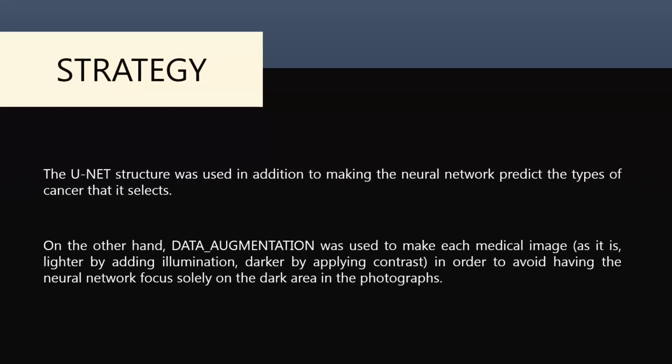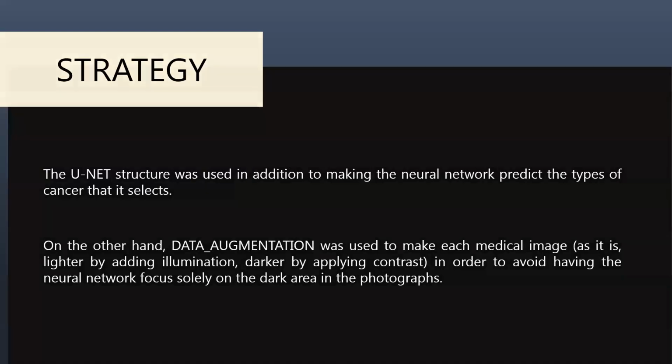For the strategy, the U-Net structure was used in addition to make the neural network predict the types of cancer that it selects. On the other hand, data augmentation was used to make each medical image darker or lighter in order to avoid having the neural network focus only on the dark area in the photographs.